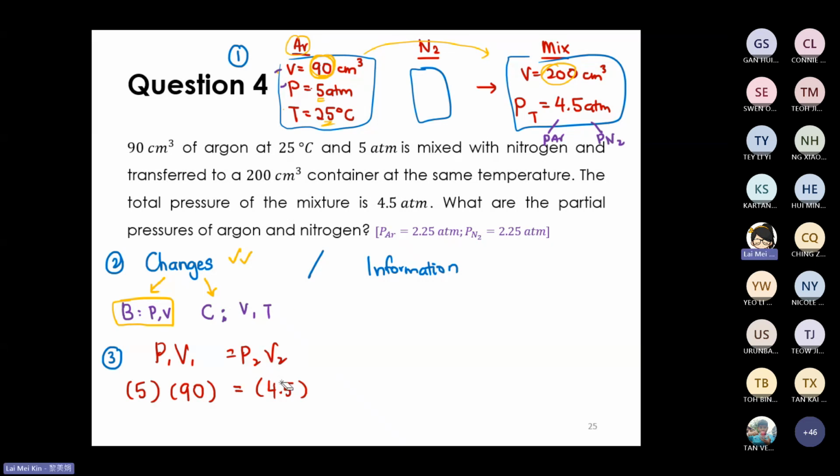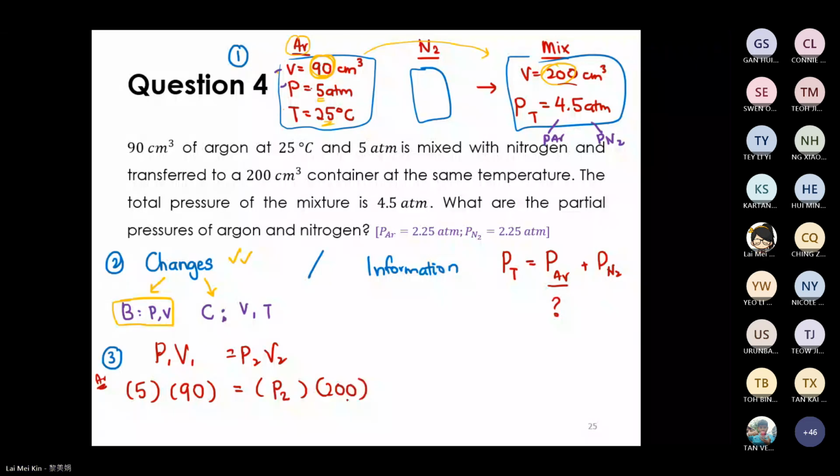No, why not? What is 4.5? Yes, 4.5 is the total. It is the pressure of argon plus pressure of nitrogen. This question here, I'm calculating for argon. So I need to find the new pressure of argon in this container. When my argon moved from 90 centimeter cube to 200 centimeter cube container, what is the partial pressure of argon? So this is P2. What's the new volume for my argon?